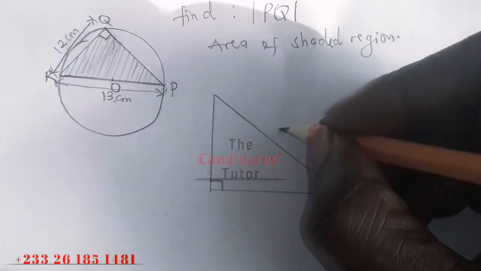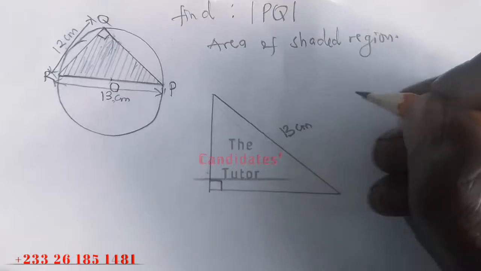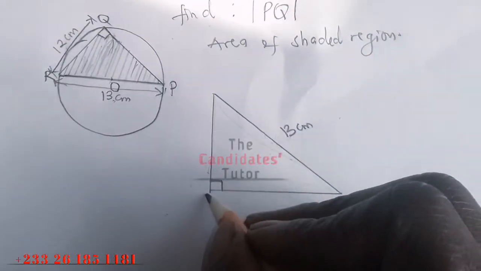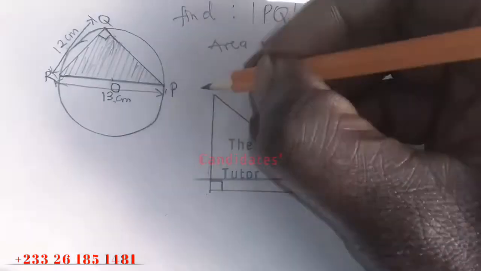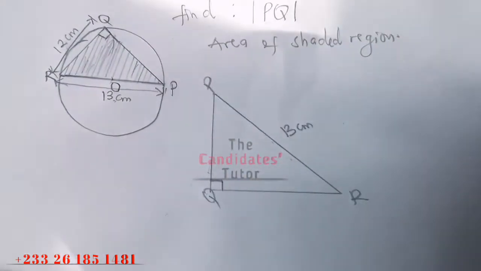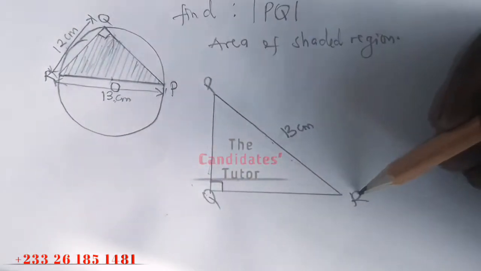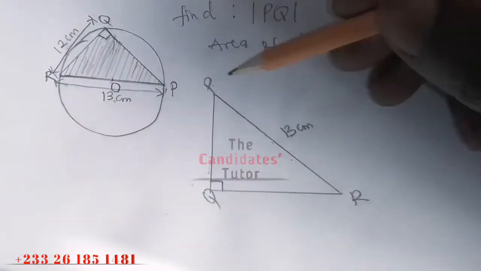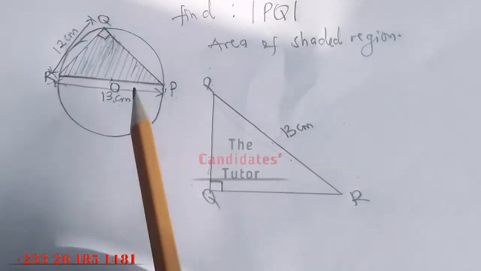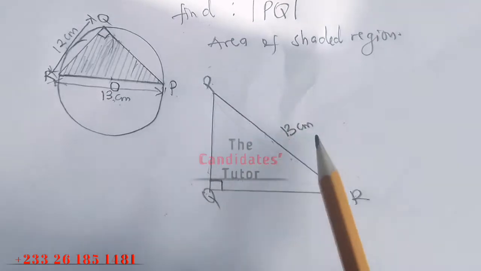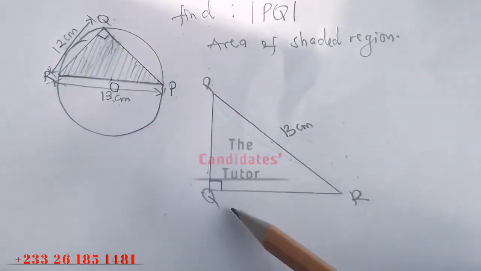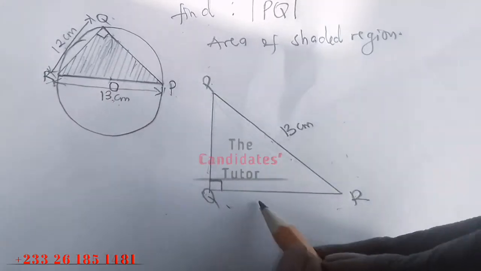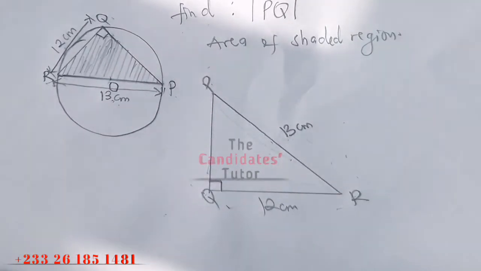We have 13 centimeters here. And so we're going to have this place to be, let's say, R, and this side is going to be P. Then this place is going to be Q. Why? Simply because we know that the length of R and P is 13 centimeters. That's why we're going to have this. And then we're going to have Q and R to be 12 centimeters. So we are done.